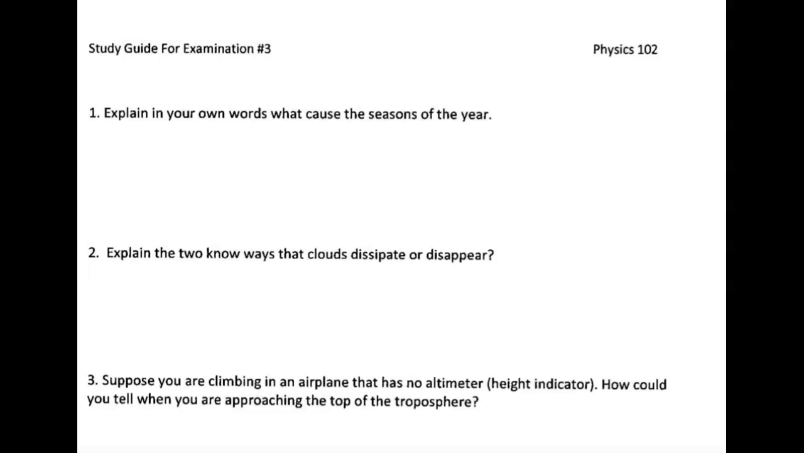Number 2, explain the 2 known ways that clouds disappear. First, the sudden cooling of clouds occurs due to rising air within the clouds. As the clouds rise, they cool, and the droplets get larger each time that they circulate from the bottom of the cloud up towards the top part of the cloud. Eventually, the droplets get large enough that they fall out as rain.